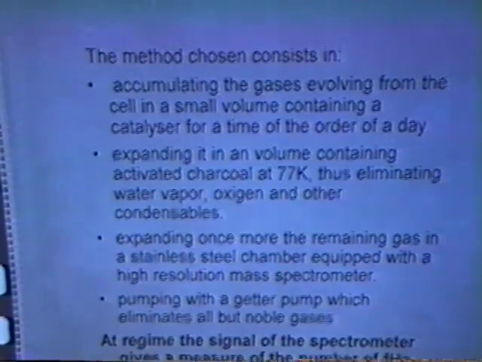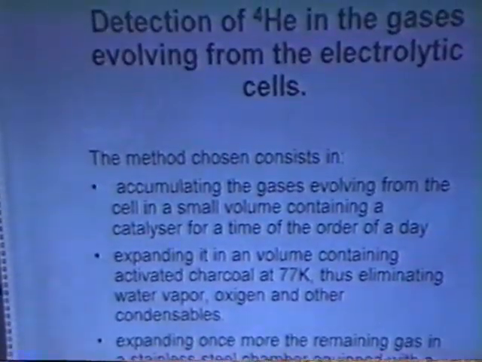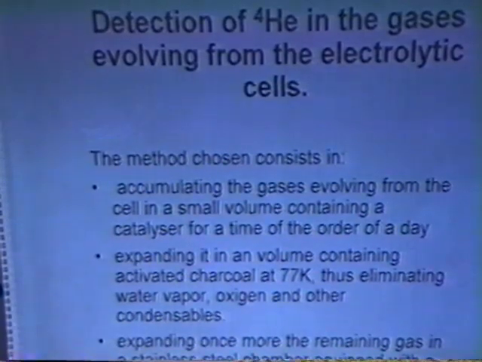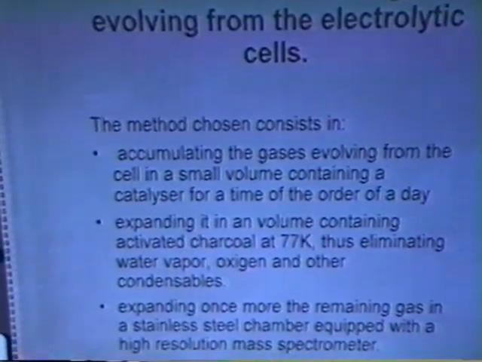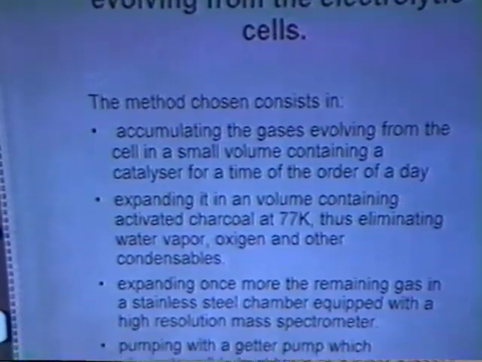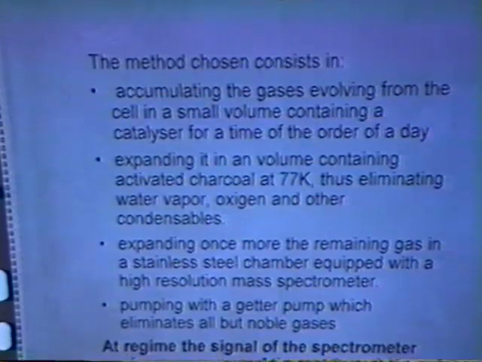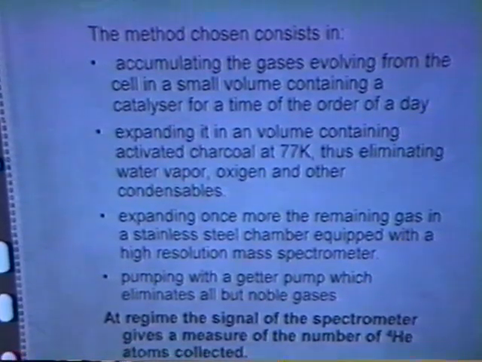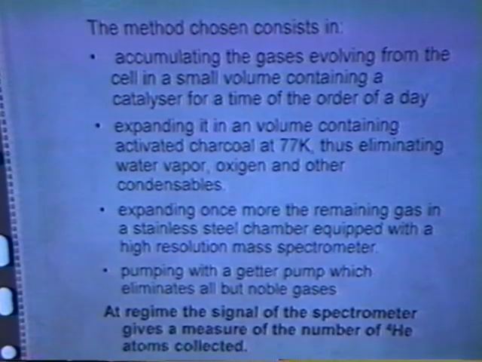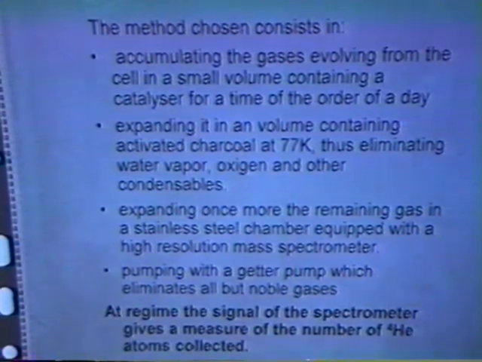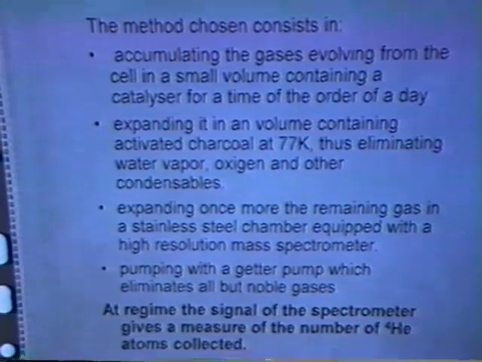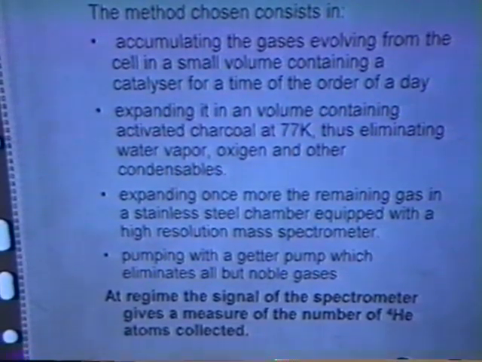Then, I want briefly to say something about the detection of helium-4 gas from the electrolytical cell. We chose a method that is quite different from the others I heard yesterday. We accumulate gases evolving from the cell in a small volume that contains a catalyzer. So we have a catalyzer external to the cell. After the catalyzer, everything is made out of stainless steel or metal, including all the fittings.